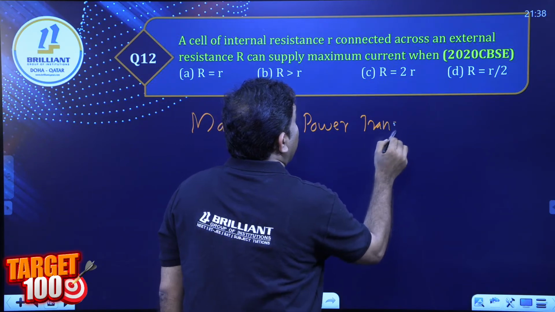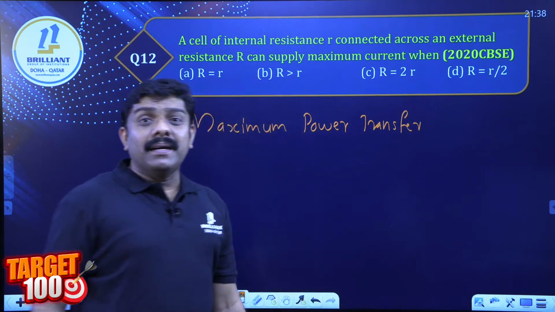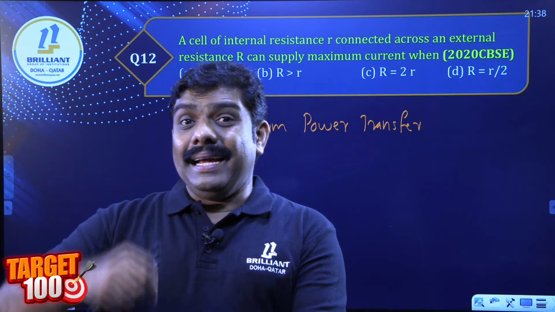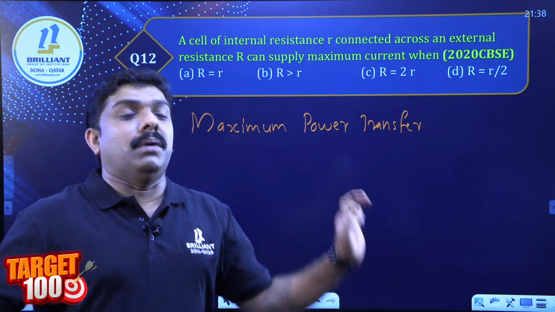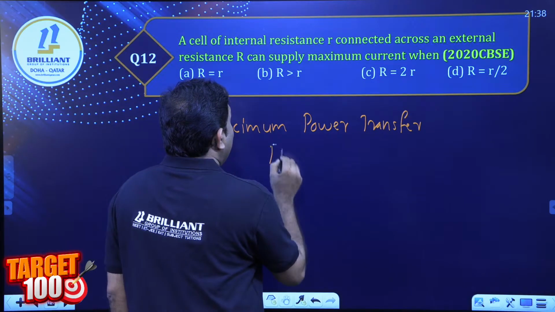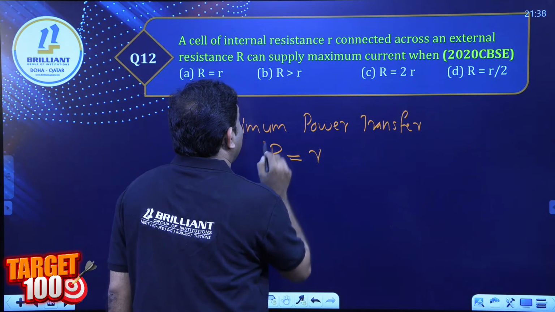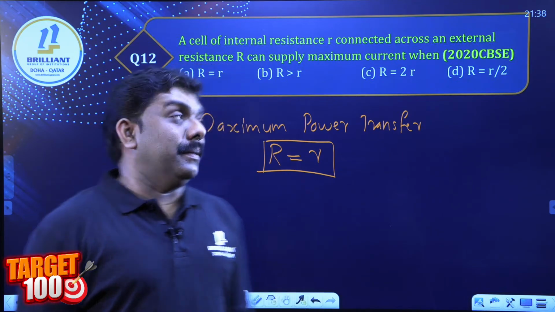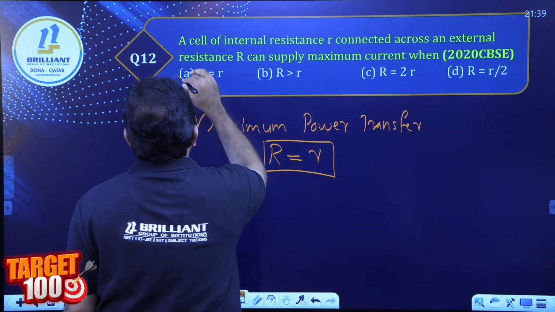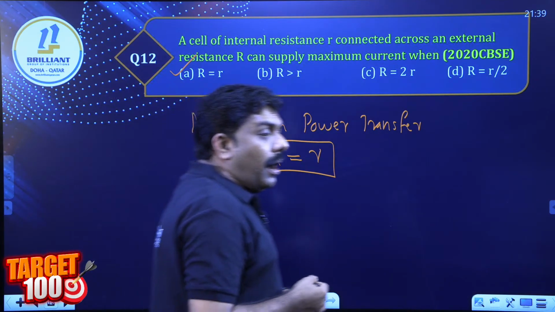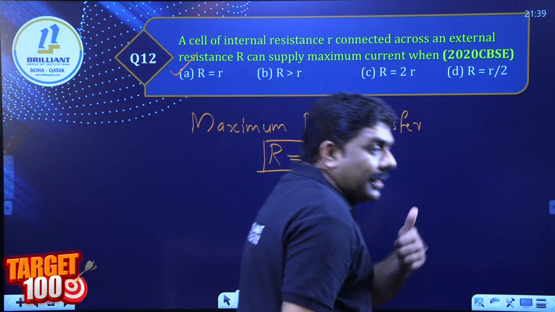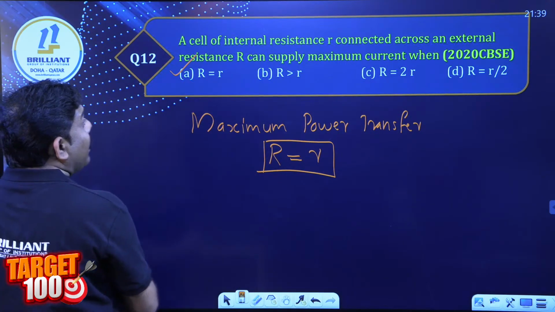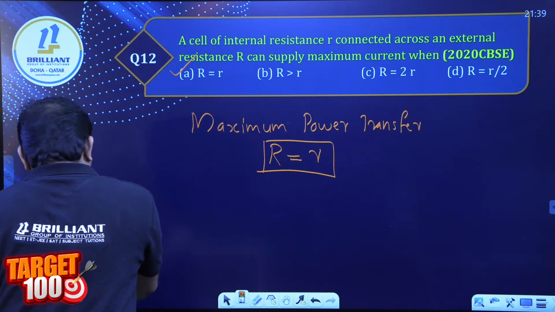What is the maximum power transfer theorem? Power transfer will be maximum when internal resistance and external resistance are equal. So we can say when internal resistance and external resistance are equal, the power transferred will be maximum. So the right answer is option A, capital R is equal to small r. Yes, Pavitra, right? Okay, so capital R is equal to small r. That's the picture for the current maximum.